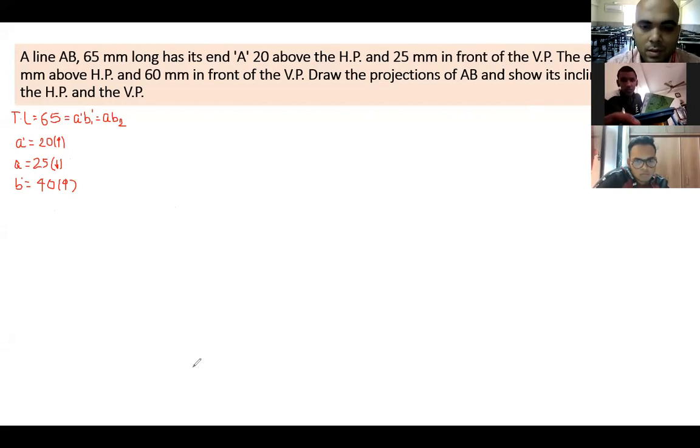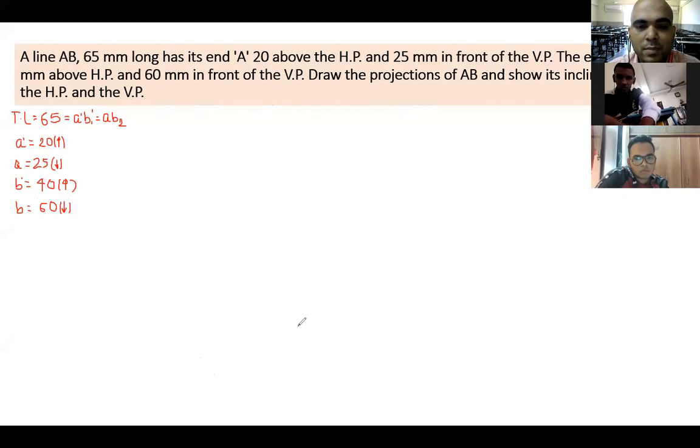Similarly, you are supposed to write this data on the sheet. You can put question number 1 and then start with the data. So B dash, now we are talking about 60 mm in front of VP. So that is your B. That is 60 mm below XY line.